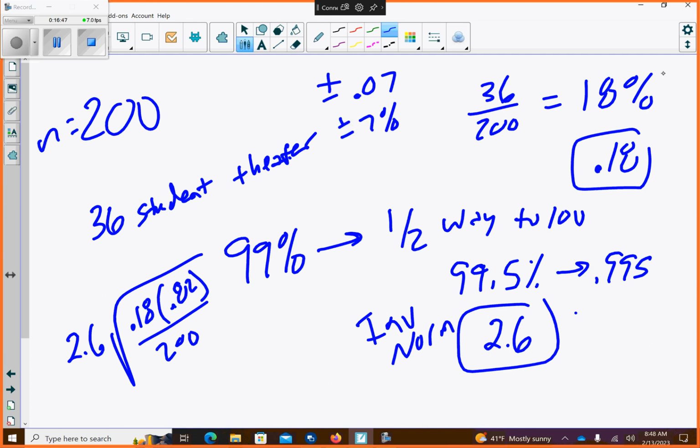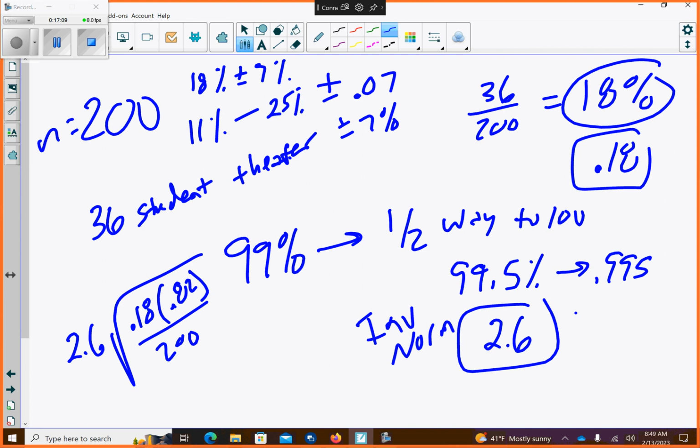So if we wanted to incorporate that with our 18%, we're going to go 18% plus or minus 7%, which means between 11% and 7 plus that is going to give me 25%. And that's how we deal with that z value with the equation.